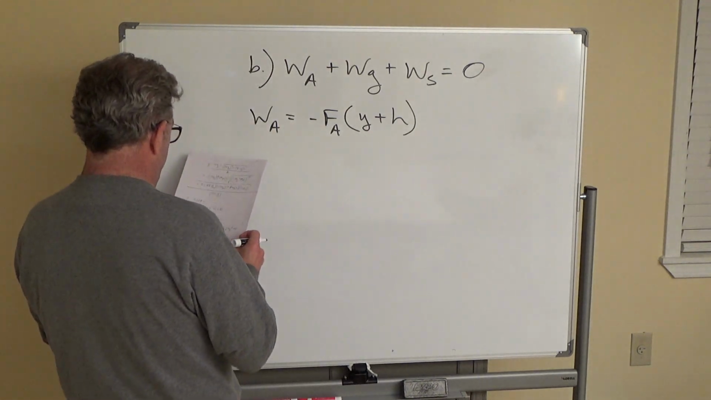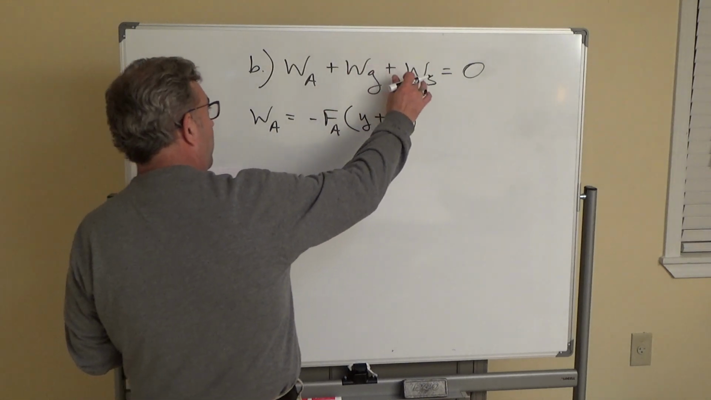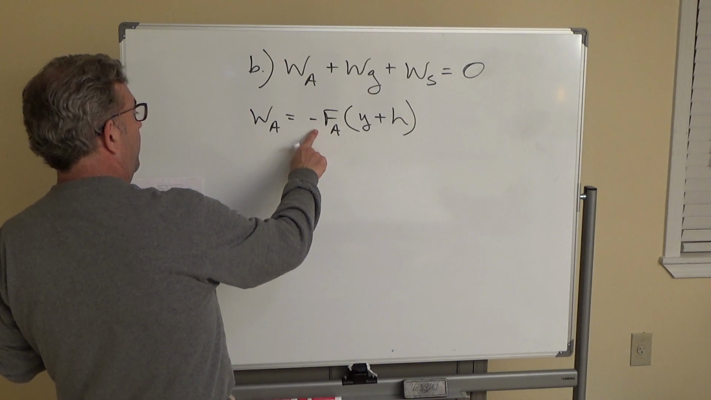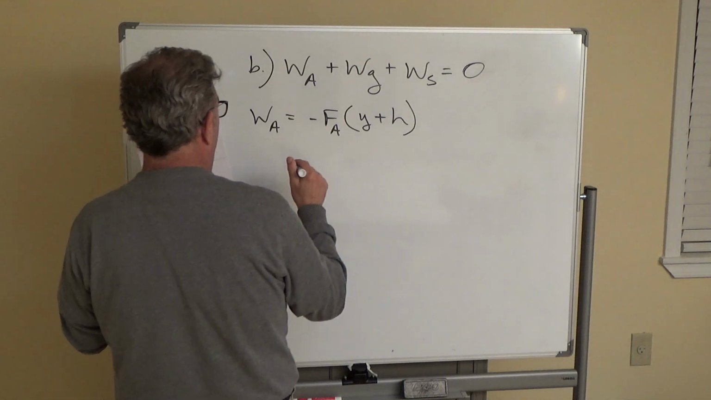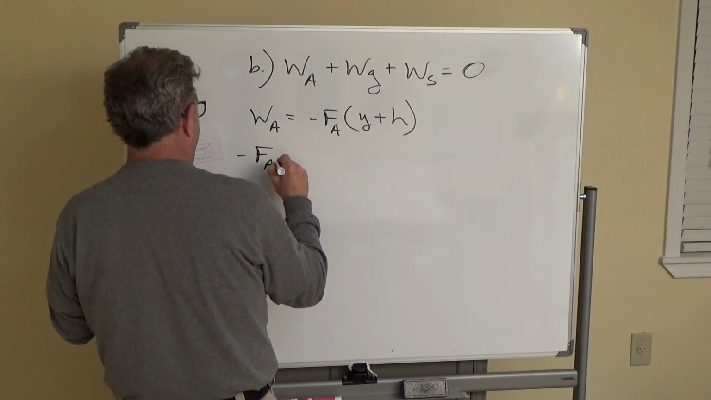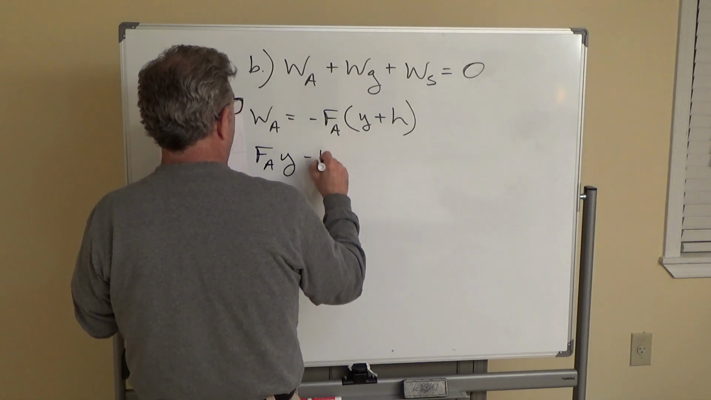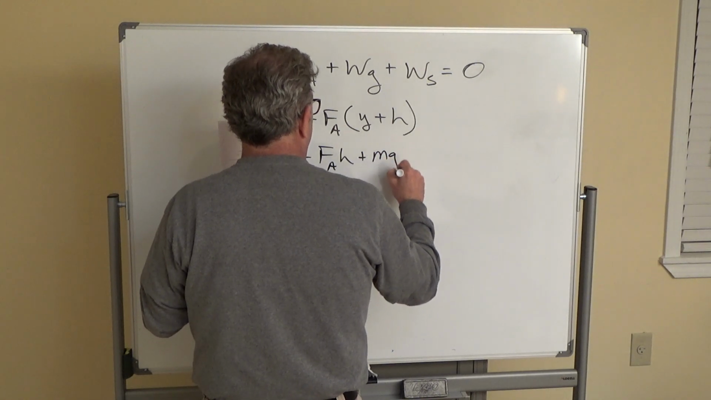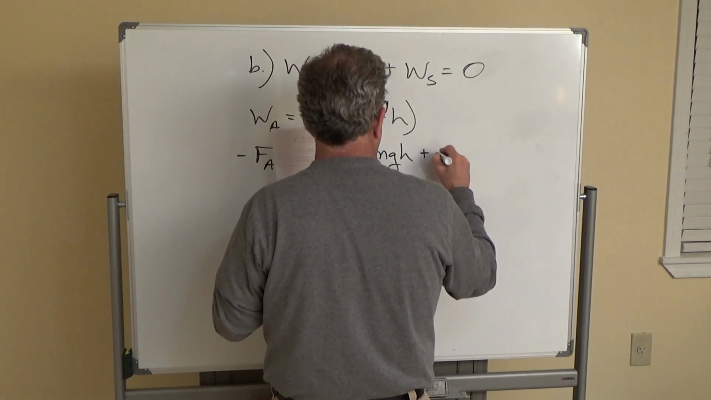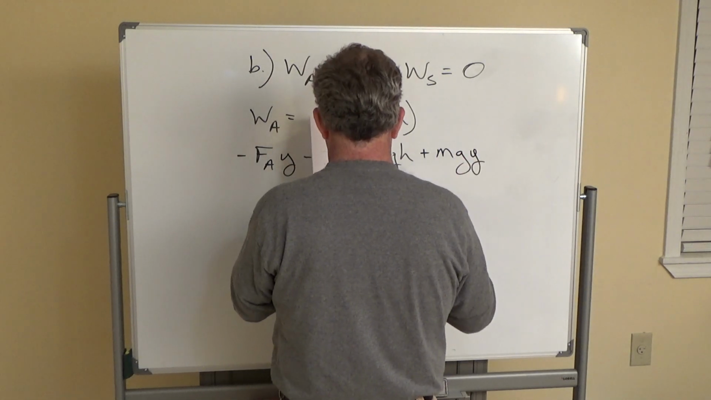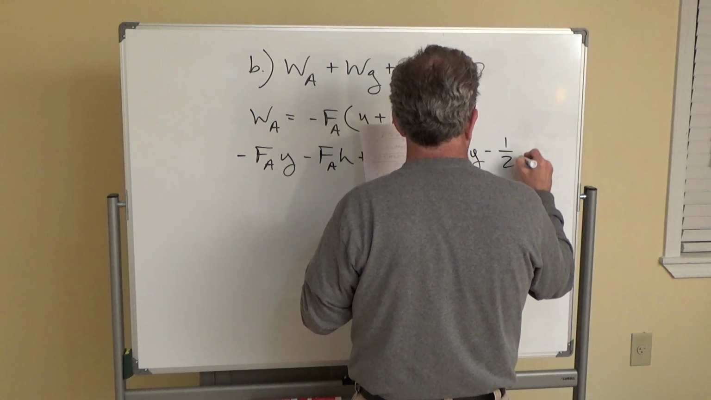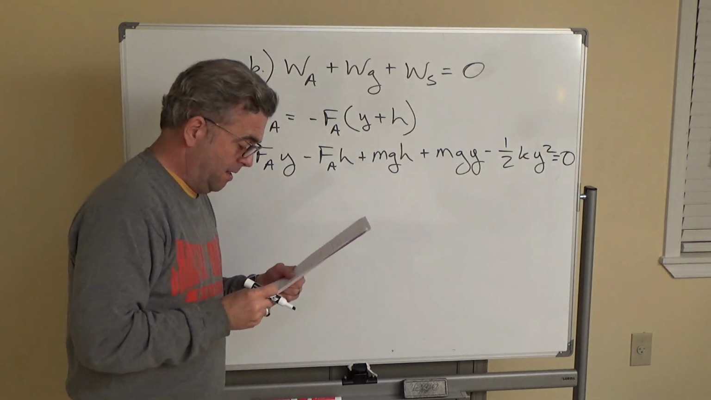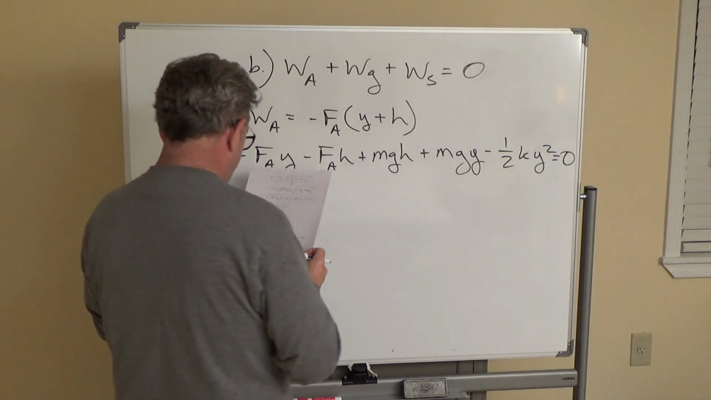We already know the work done by gravity. We already know the work done by the spring force. So you just have an extra term that's this one tacked on to what we had before, and you get a negative Fa y minus Fa h plus mgh plus mgy minus 1/2 Ky squared equals 0. That's it. Collect terms.